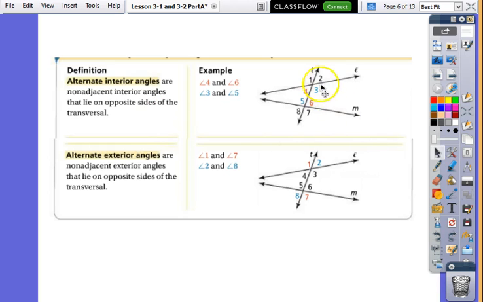So whereas 3 and 6 were same side interior, 4 and 6 are alternate interior. By the way, 5 and 6 are not alternate interior because they touch the same non-transversal line. 5 and 6 are both on line M. If you want to have alternate interior angles, the angles have to be on the different other two lines. So 4 is on line L, 6 is on line M, 4 is on the left side of the transversal, 6 is on the right side of the transversal, 4 is in the interior, 6 is in the interior. That's what makes them alternate interior angles.